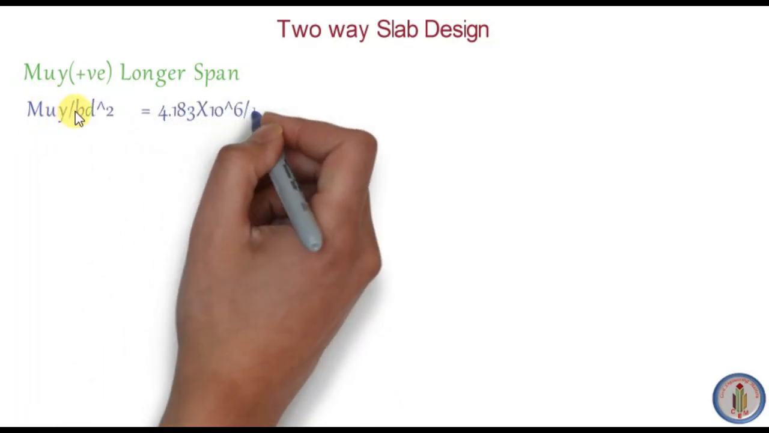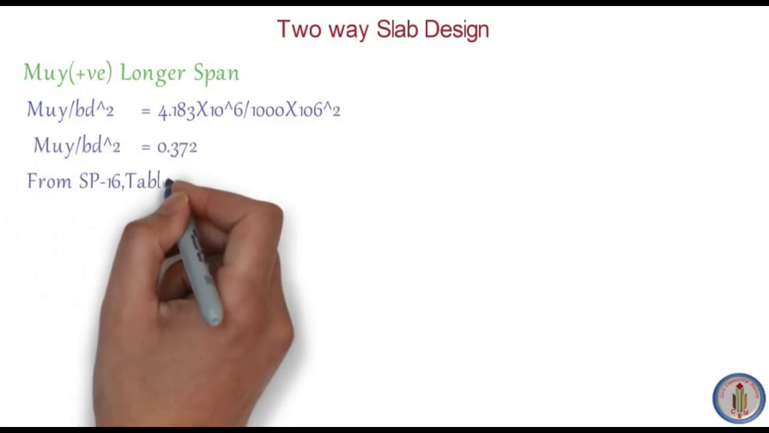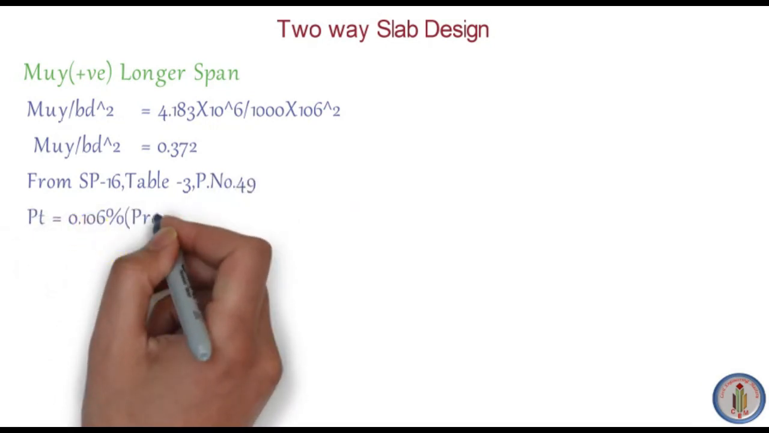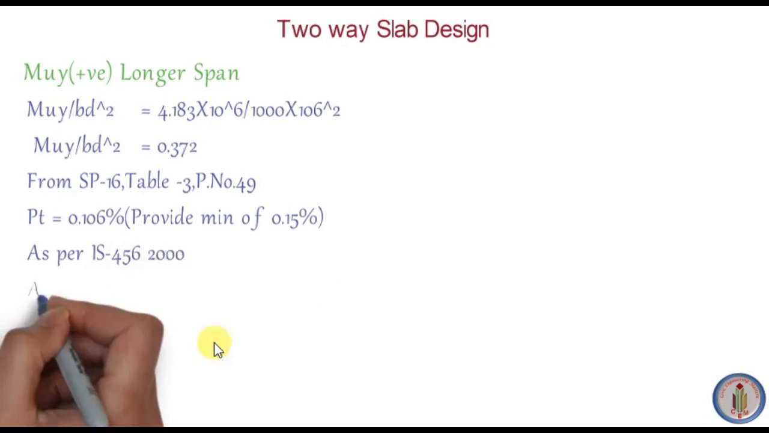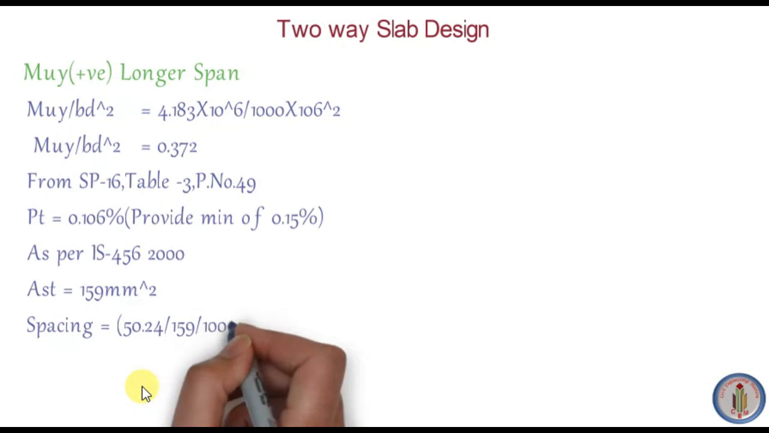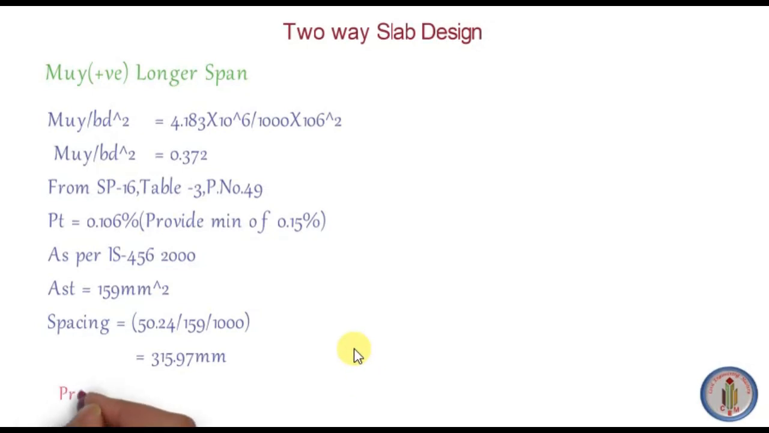So Mu by bd square we need to calculate, and then from SP16 we need to find out the percentage of steel. So here we are getting the Pt value as 0.106, which is very less. So we have to provide the minimum percentage of 0.15 as per IS 456. So from this we need to calculate the area of steel and then spacing. We got the spacing as 315.97. So we have to make it as a whole number. So here we are providing T8 at 300 mm center to center.